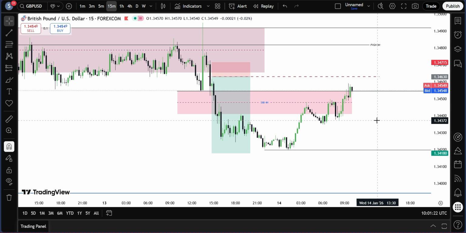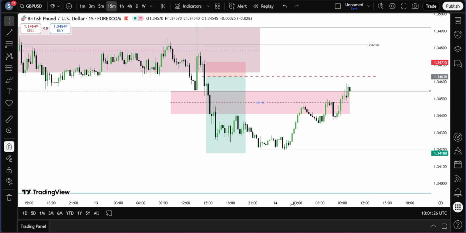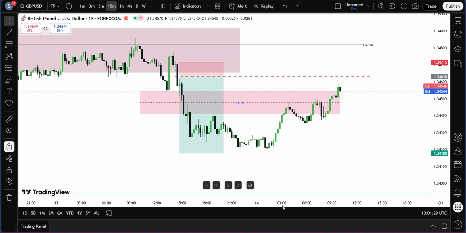I'm not actively trading live funds. I just had to show you what I would be expecting if I was trading. I'll pause the recording here and come back later to let you see how the trade panned out. But 10 o'clock is the close of the London Open Killzone according to ICT.